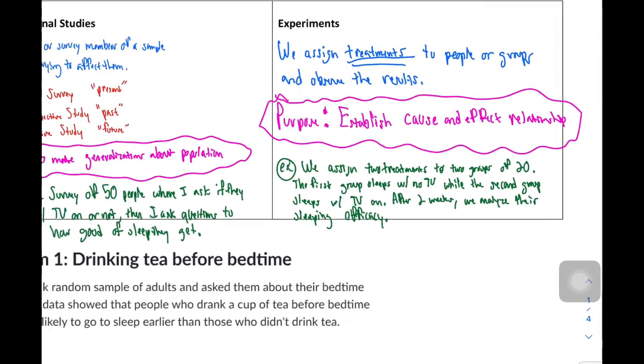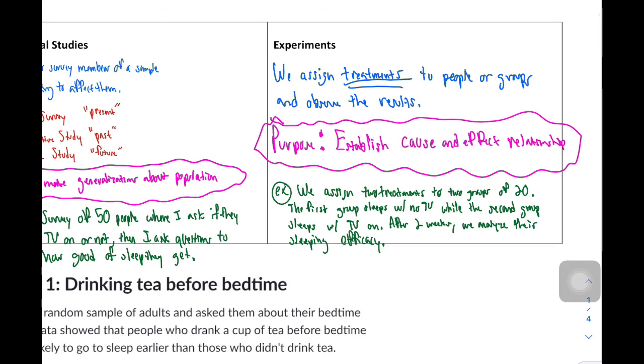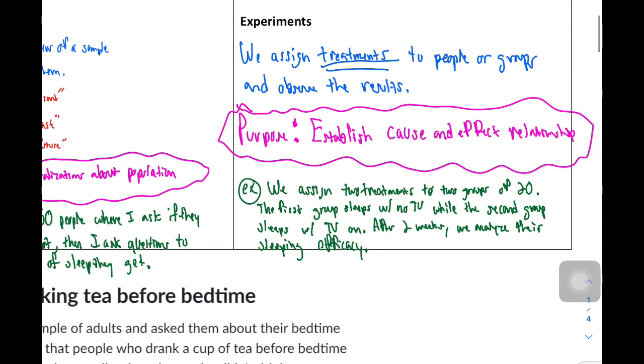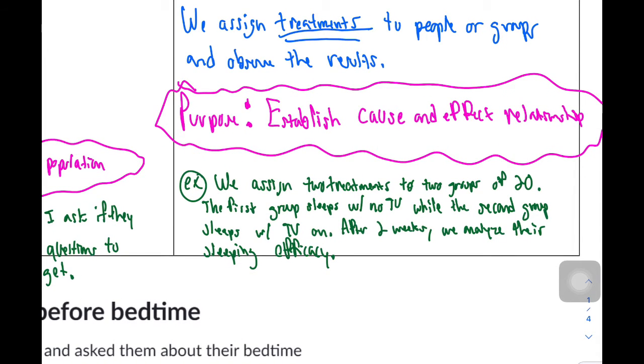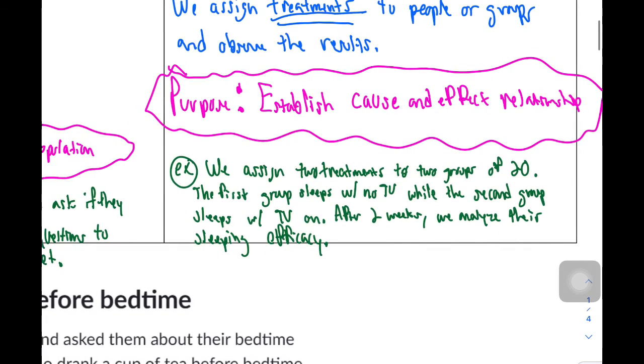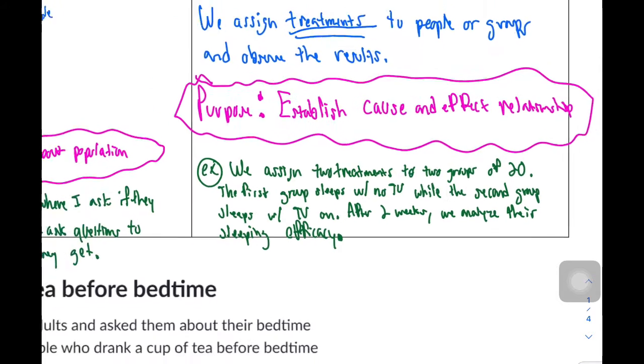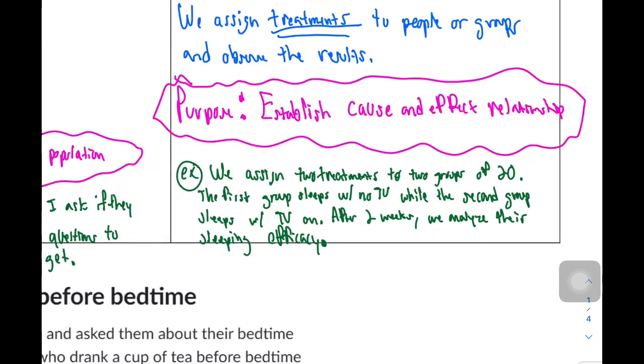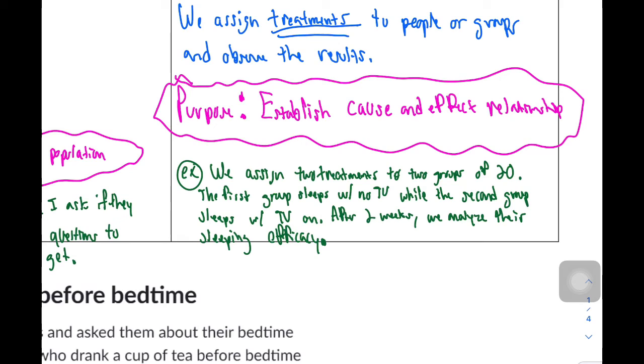So in the experiment, we actually pick, or we randomly assign the groups. Right? We're saying this group is going to sleep with no TV, this group is going to sleep with TV on. And what this helps us do, because we're actually controlling something, we're able to establish a cause and effect relationship.